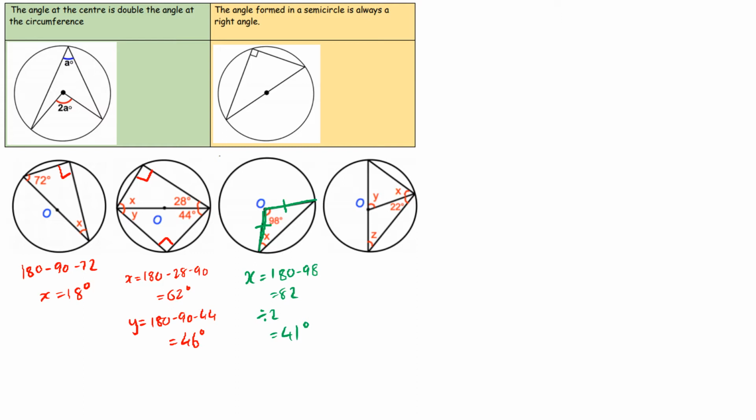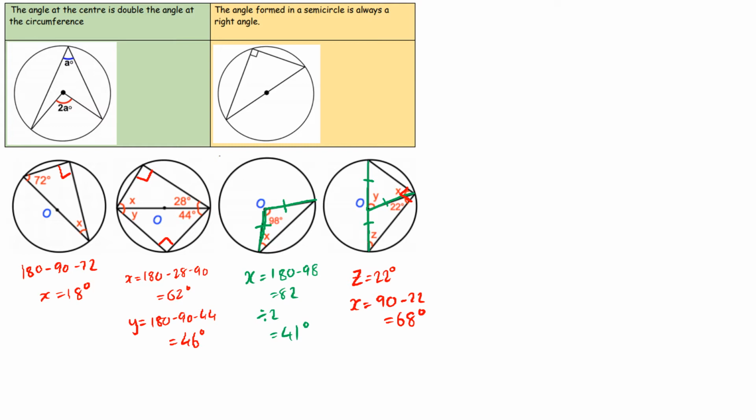The next question kind of puts both of these things together. So can you spot any isosceles triangles here? We've got a radius, a radius, a radius. So we have 2 pairs of isosceles triangles here. The first thing we could say is that z is just 22 because it's part of an isosceles triangle with the 22. For x, we can use the fact that this is a right angle. So we just take 22 away from that and we'll get that x is 68.